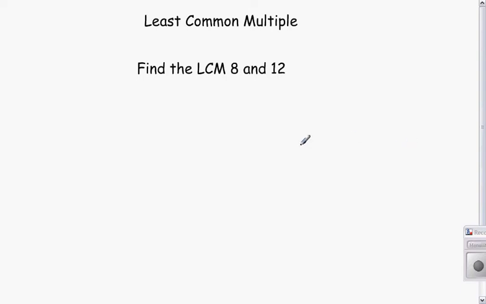Today we're going to be focusing on the least common multiple, or LCM. Now the biggest mistake people make is confusing multiples and factors. Okay? The factors of 8 would be any number that multiplies together to give me 8. 2 times 4, 1 times 8. The multiples of 8 would be basically counting up by 8. 8, 16, 24, 32, and so on.